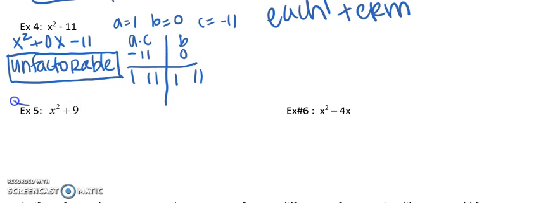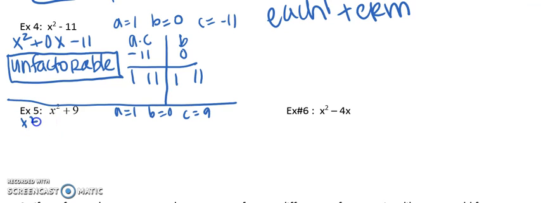So if we did this the long way, a is 1, b is 0, c is positive 9, and we can rewrite this just like that. What multiplies to give you a times c, which is 9 in our case, but adds to give you b, which in our case is 0?